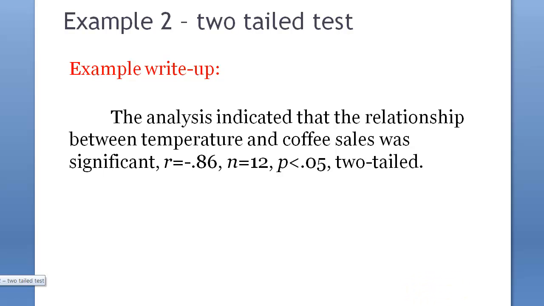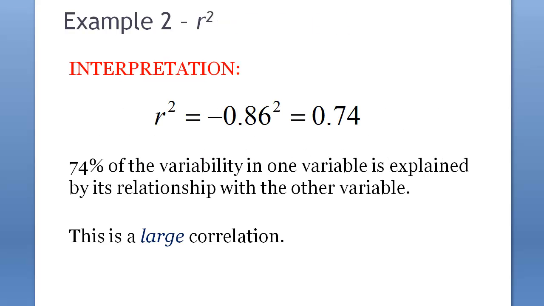And we do R squared for the coefficient of determination, and the value we get is 0.74. So 74% of the variability in one variable is explained by its relationship with the other variable. So that's a really large correlation.